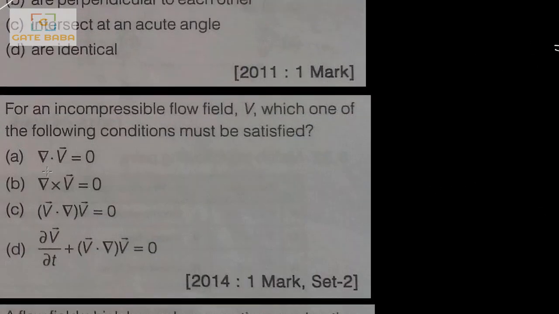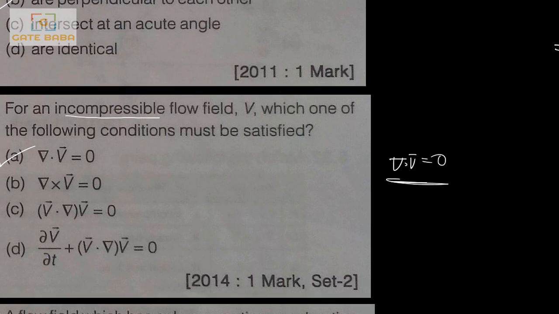And the next question, for an incompressible flow field V, which of the following conditions must be satisfied? Incompressible means it must satisfy the continuity equation. What is the continuity equation? Del dot V bar equals 0. The divergence of V bar is 0. So option A is correct. No need to check the remaining options.